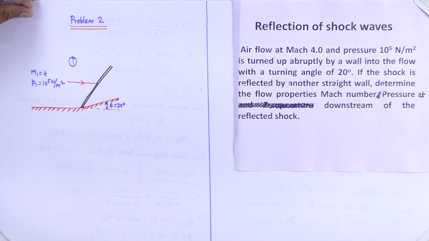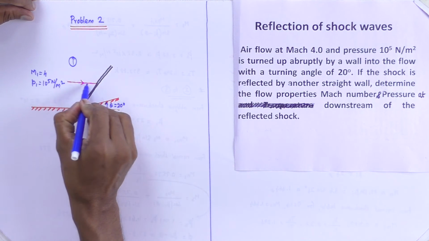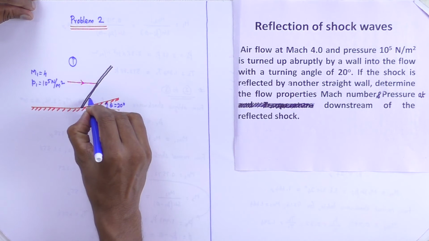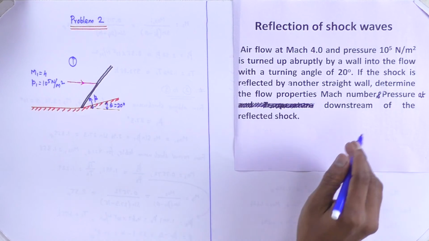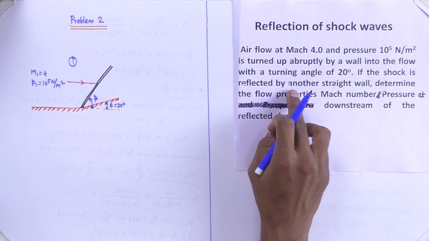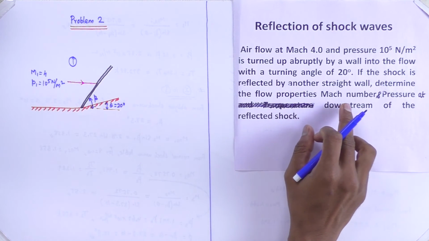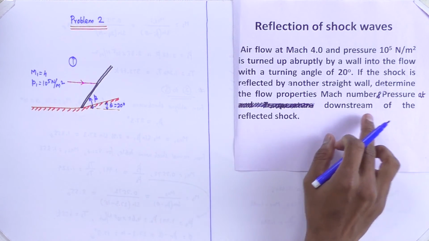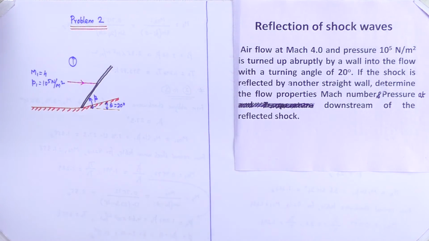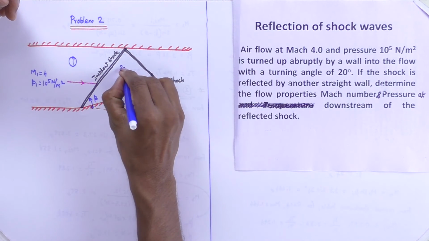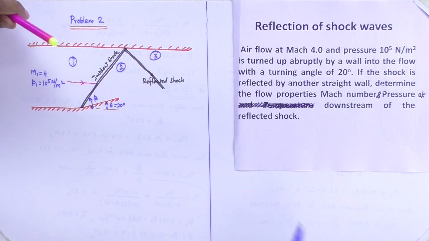And this angle will be the angle between the upstream direction and the shock wave, the shock wave angle beta. If the shock is reflected by another straight wall, determine the flow properties, Mach number and pressure, downstream of the reflected shock. So it is going to be reflected by another straight wall. Let's say this is region 2 and this is region 3.